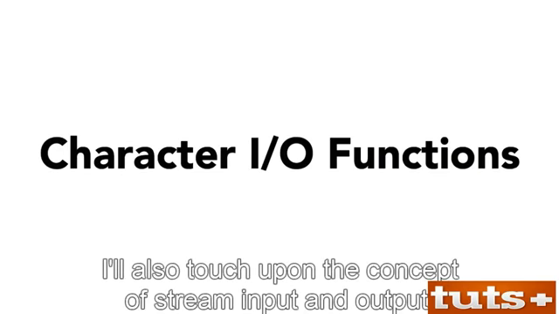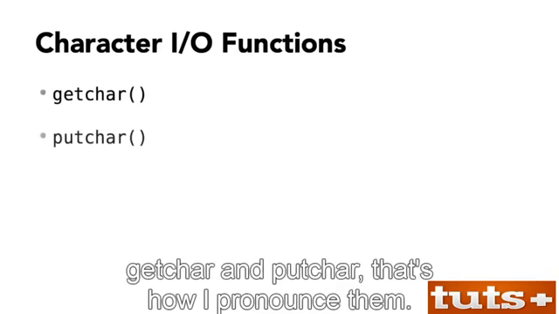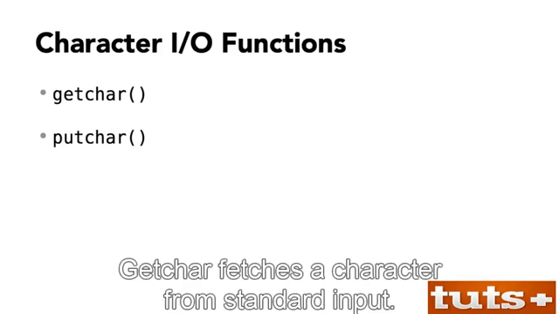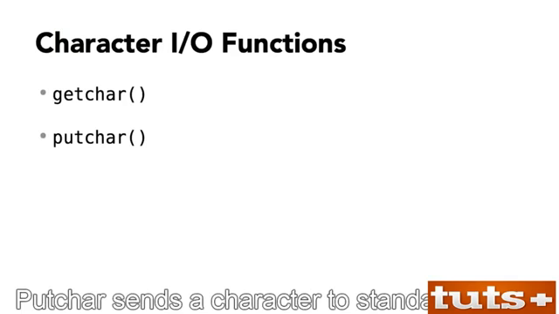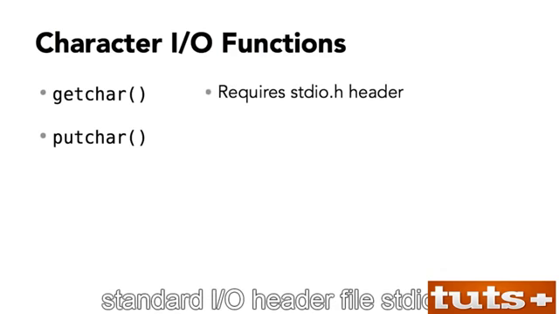The 2 most common C language character I/O functions are getChar and putChar. That's how I pronounce them. getChar fetches a character from standard input. putChar sends a character to standard output. Both of these functions require the inclusion of the standard I/O header file, stdio.h, for their prototypes and such.